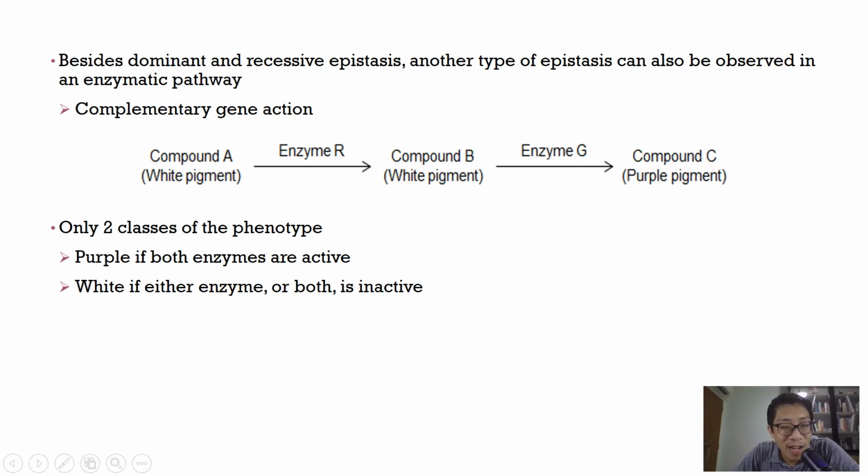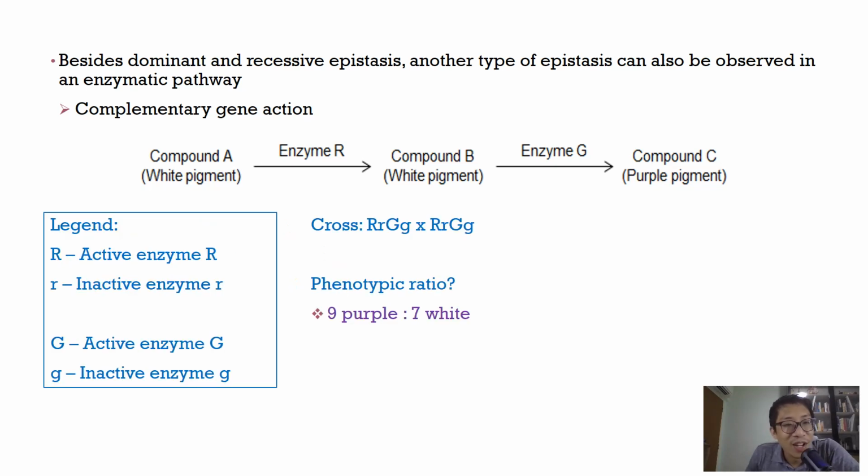When there is no enzyme R, it will be white. Compound A will stay as compound A, which is white. Or if we have enzyme R but no enzyme G, then it will also be white, because compound B is also white. You need both enzymes active for compound C, the purple color, to be produced. So two genes, the two active enzymes, give you one phenotype. Absence of any one or both active enzymes would be white. So this is known as complementary gene action.